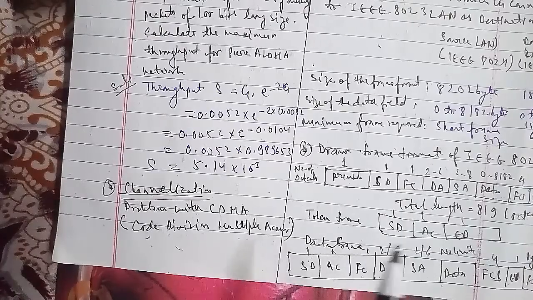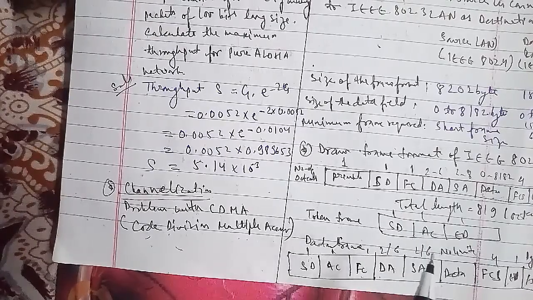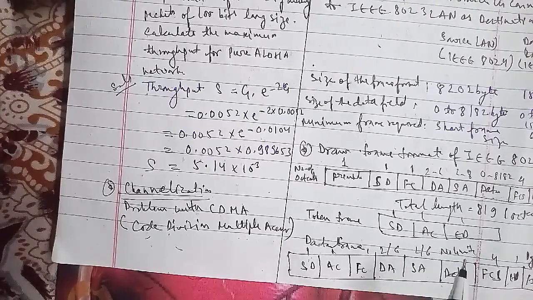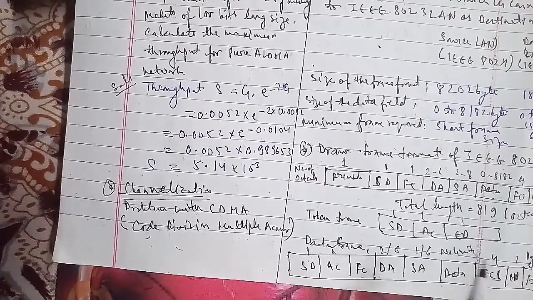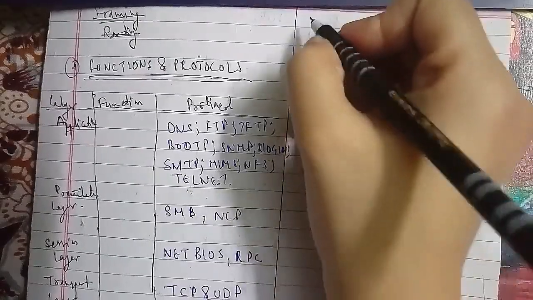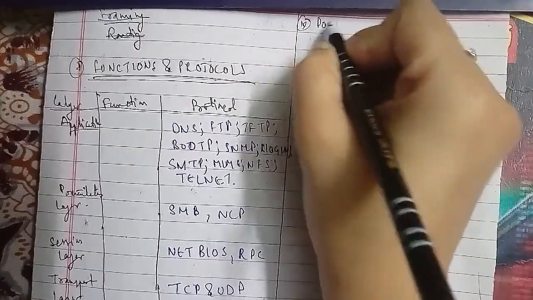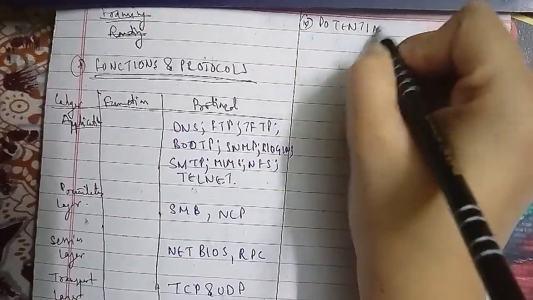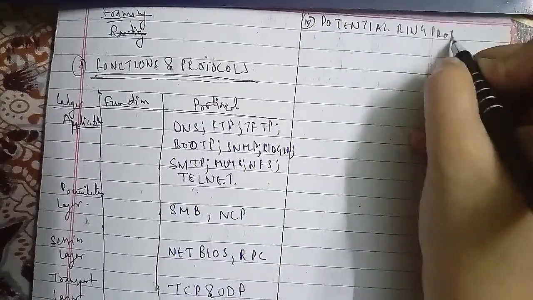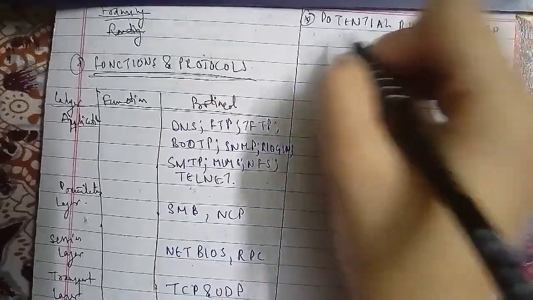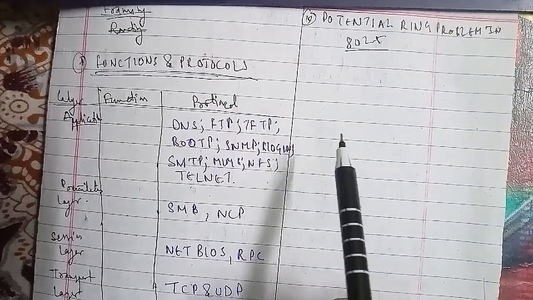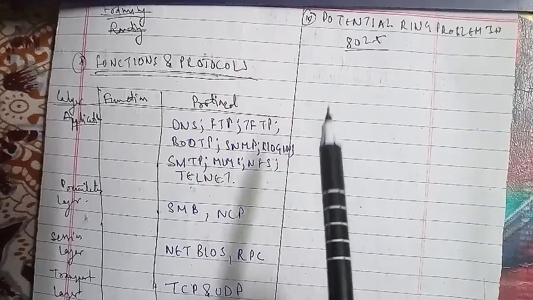For the first difference, for 802.3 the size of the frame format is 1572 bytes, and for 802.4 the size of the frame format is 8202 bytes, and for 802.5 it is a variable size. Another one is the size of the data field: for 802.3 it is 0 to 1500 bytes, for 802.4 it is 0 to 8182 bytes, and for 802.5 there is no limit.